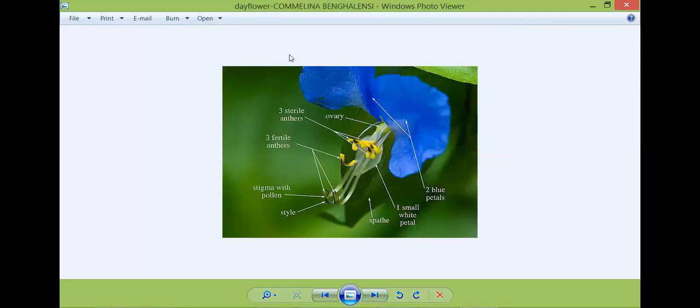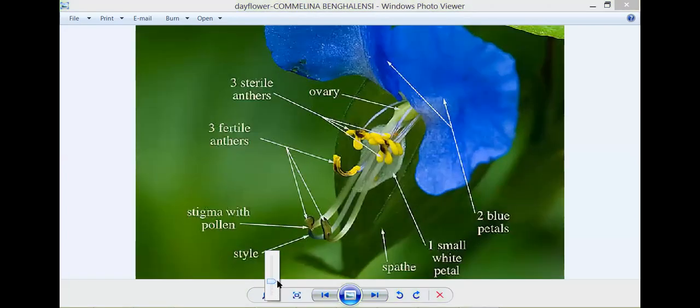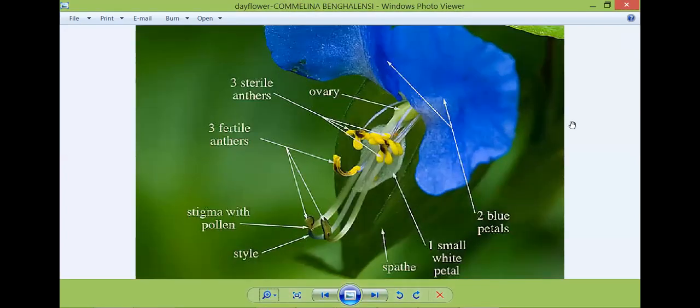See here again, very beautifully it has shown also. You can see, this screen is visible. This deeper greener part is the ovary. Now these are three sterile anthers. Okay, and these are three fertile anthers. Fine, and these are the stigma with pollen. Okay, they have received, and this is the style part. This long one. This is the spathe. This is the covering. This is your one small white petal, and this is two blue petals.